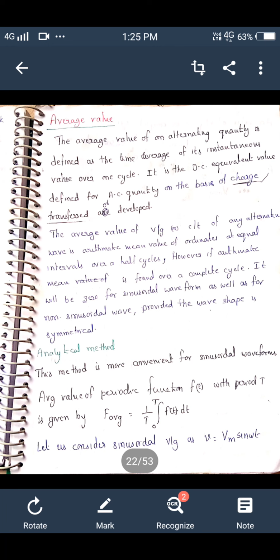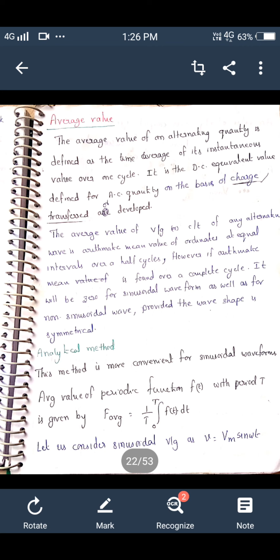Average value will exist for DC signal only. So this average value of a time-varying AC quantity represents a charge transfer basis. Based on charge transfer.